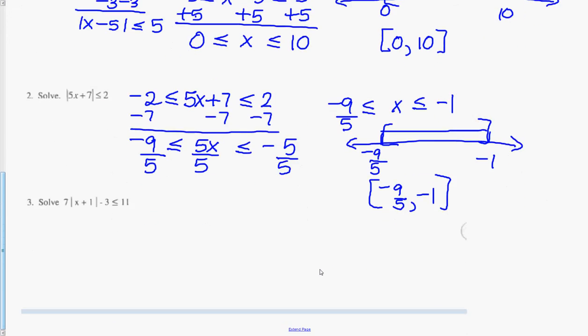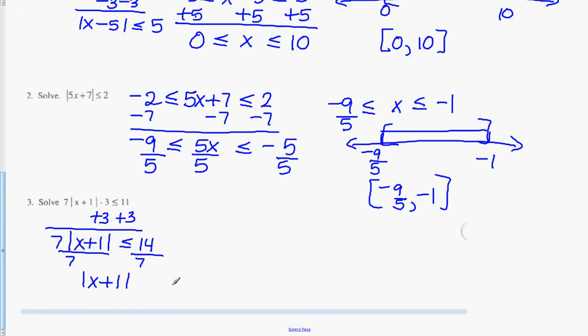Okay, let's look at the next one. It is not isolated. Got to do a little bit more to this one. So the first thing you want to do is move the negative 3 over. So I'm going to add 3. So 7 times the absolute value of x plus 1 is less than or equal to 14. Now I want to move the 7 that's multiplied in front because I need this absolute value to be by itself. So the absolute value of x plus 1 is less than or equal to 2.